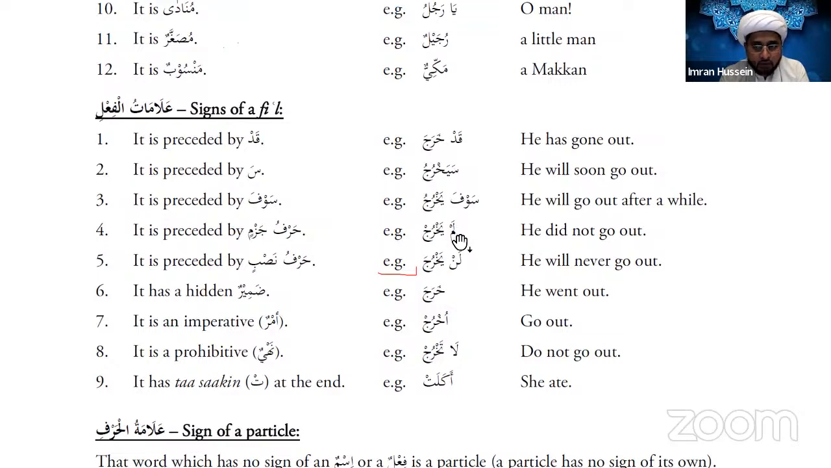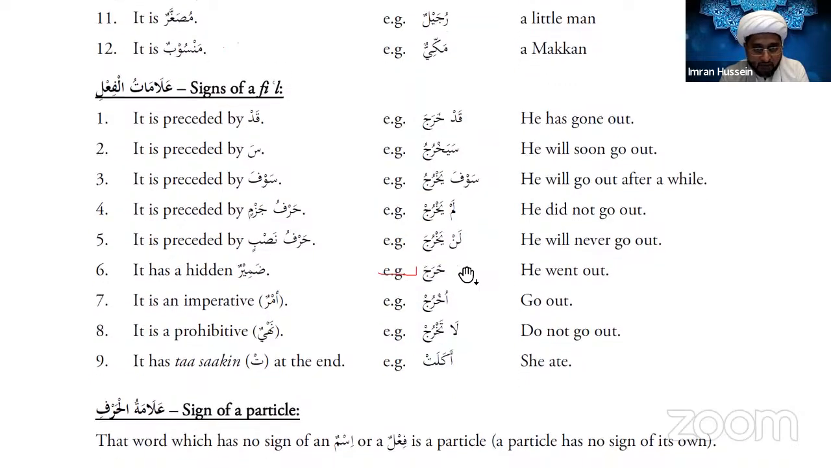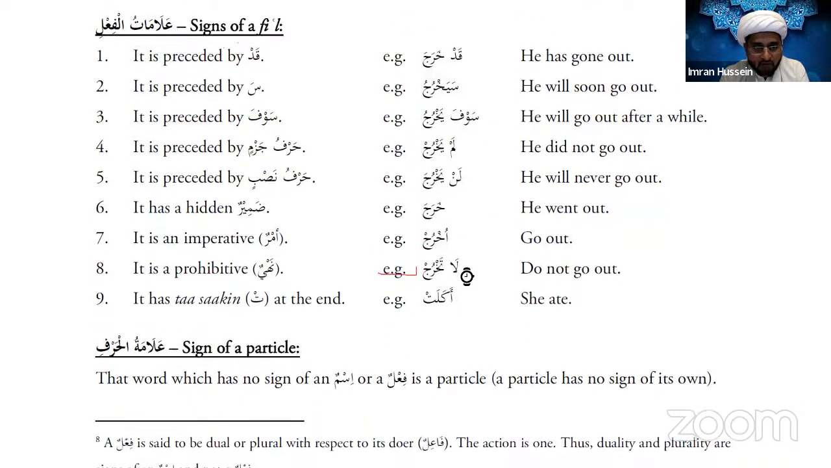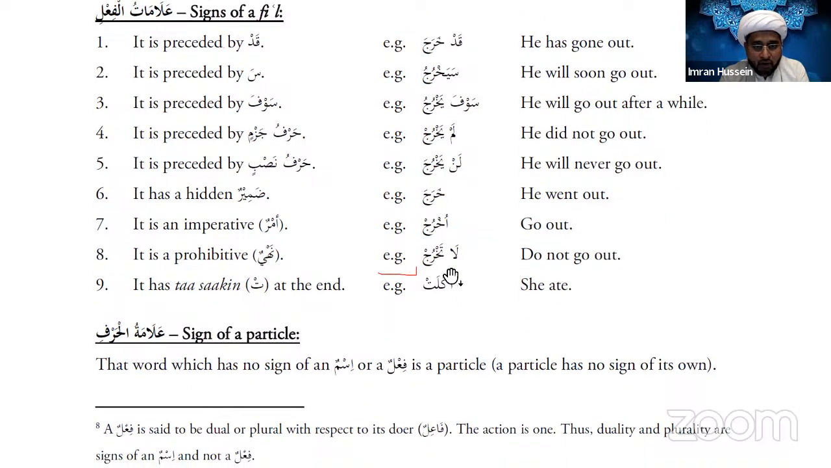And then we have lam. So whenever lam comes as well, it is a sign that it is a verb. And also lan, lam and lan. Whenever lam and lan come, you will understand that the word is a verb, not a noun. And finally, I said before, I'm not going to do imperatives and nahi, because you do not understand that yet. This one has a ta sakin at the end of the verb.